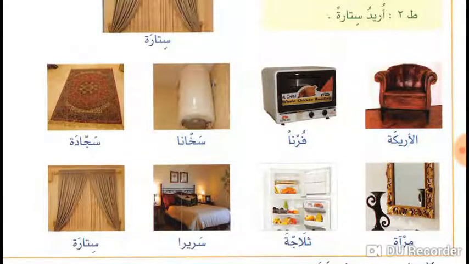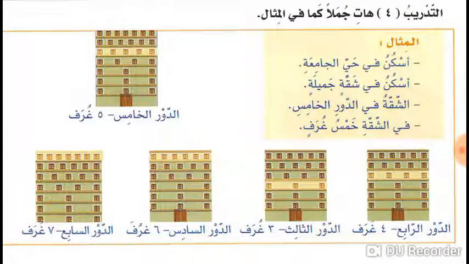Okay. Then we have the fourth exercise. The first student will say, أسكن في حي الجامعة, I live in the university neighborhood. And he will also say, أسكن في شقة جميلة, I live in a beautiful apartment. الشقة في الدور الخامس, the apartment is on the fifth floor. في الشقة خمس غرف, in the apartment are five rooms. So start reading.